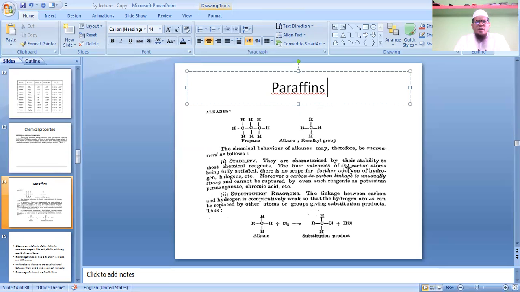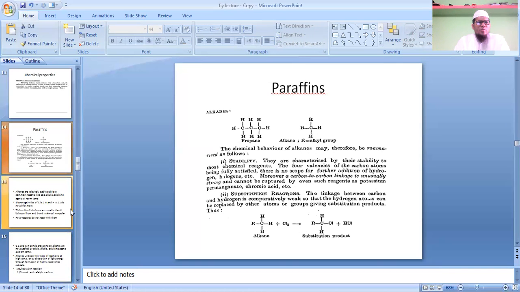So they are characterized by their stability to most of the chemical reagents. The 4 valencies of the carbon atom are fully satisfied, so there is no scope for further addition of hydrogen, halogen, etc. Here the 4 valencies are fully satisfied by four hydrogen atoms or four groups. Four atoms are attached here, so there is no chance for the addition of any other atom. So they undergo substitution reaction. Rather than addition reaction, these saturated compounds undergo substitution type of reaction.